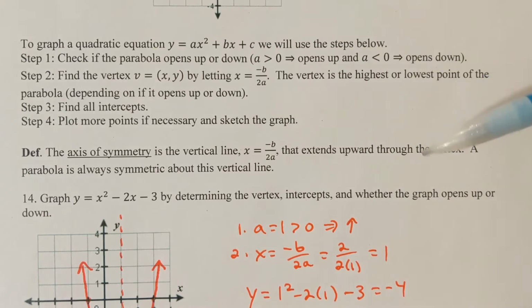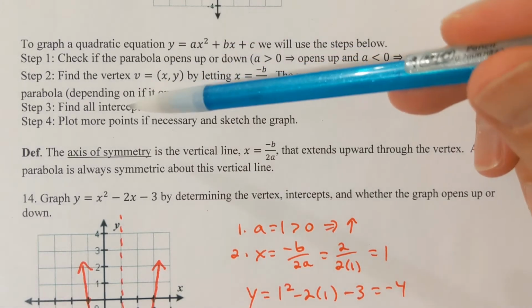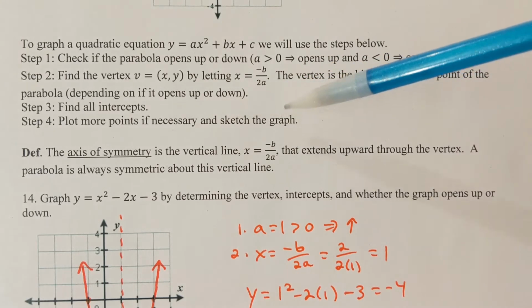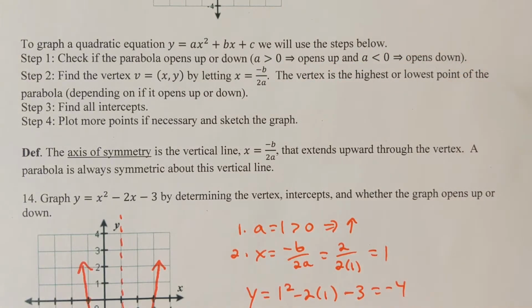Step 3, you're going to find all the intercepts. So all the points where the parabola is going to cross or touch the coordinate axes. And then step 4 is where you're going to sketch a graph. Now, on occasion, you may need to plot another point or two, plot some more points if it's necessary, and then sketch the graph.